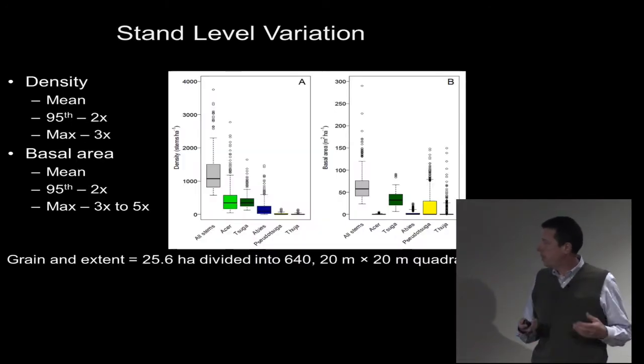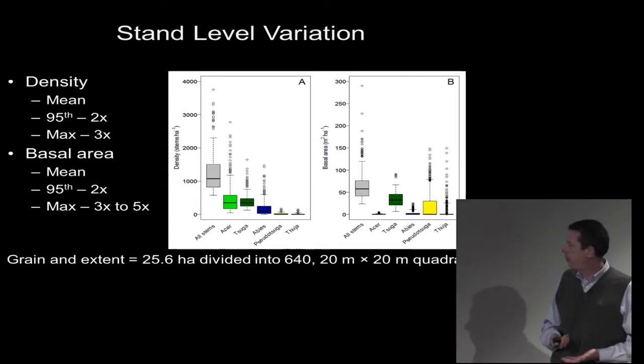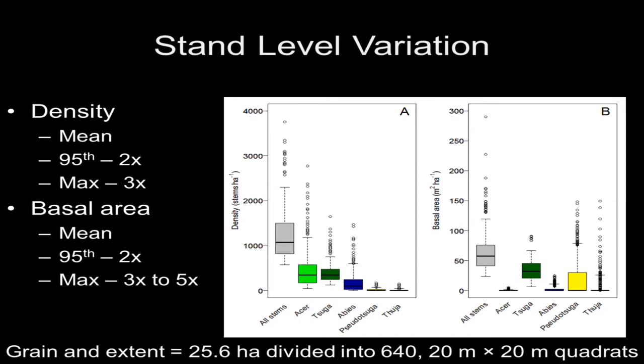So here's a typical aggregate measure of variation in the Wind River plot. This is simply dividing the Wind River plot into 640 20 meter by 20 meter quadrats and looking at density and basal area within each one. And density is shown with the gray box plot on the left, and basal area, the gray in the box plot on the right. And there's a mean density, and typically in these forests, the 95th percentile is about twice as much, and the maximum is about 3 times as much.